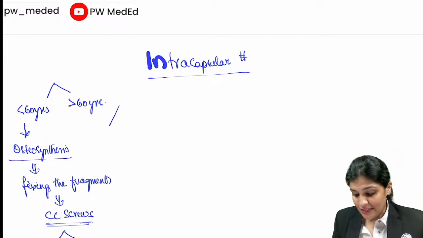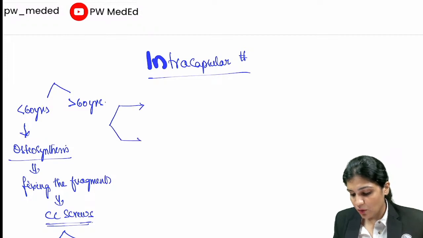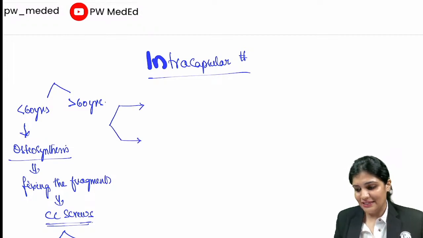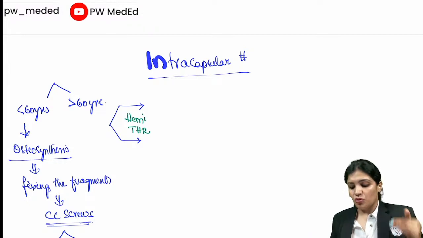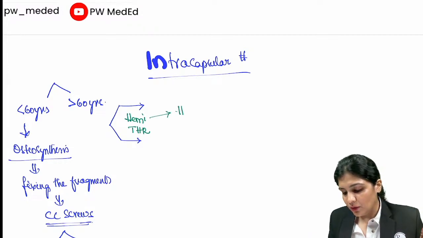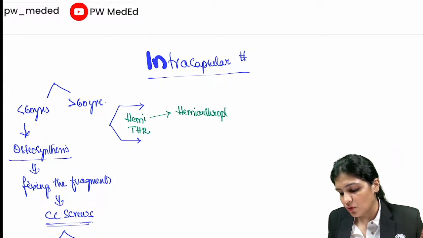If it is more than 60 years, then you have to take a call between your hemi-arthroplasty and your THR. So you have to decide between your hemi or the THR. For whom do you do hemi, for whom do you go for THR? So usually we do hemi-arthroplasty. Hemi is nothing but half of the replacement of the joint. Arthroplasty is total hip replacement, right?